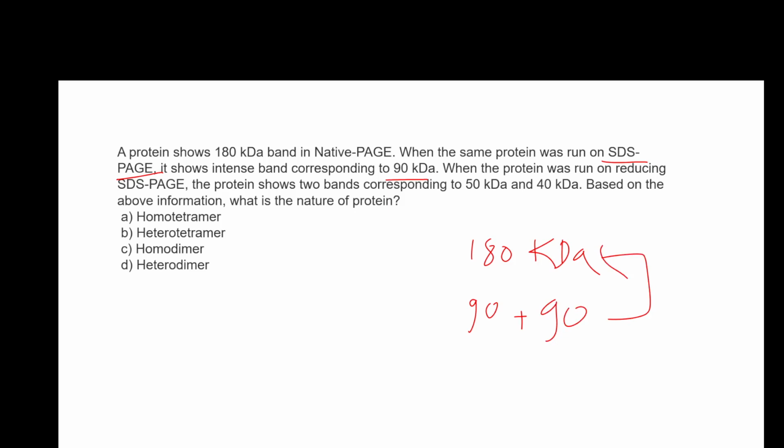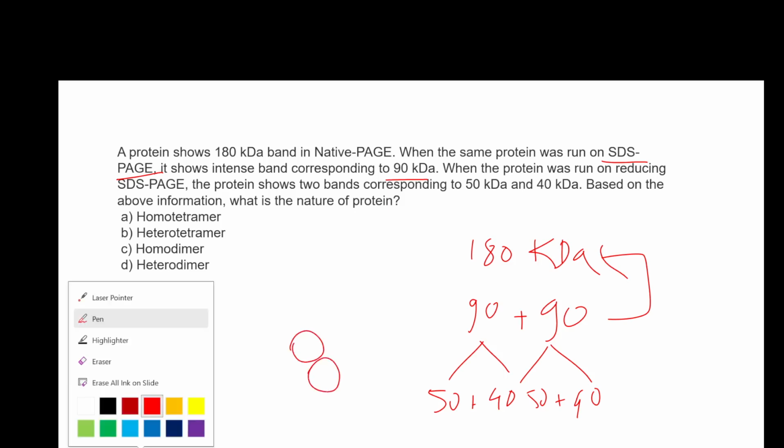Reducing means again reduction of the disulfide bonds. Okay, then the protein shows two bands of 50 kilodalton and 40 kilodalton. So 50 plus 40 is equal to 90. So each 90 kilodalton subunit is divided into two subunits, which is 50 plus 40, 50 plus 40. Okay. So the actual protein looks something like this.